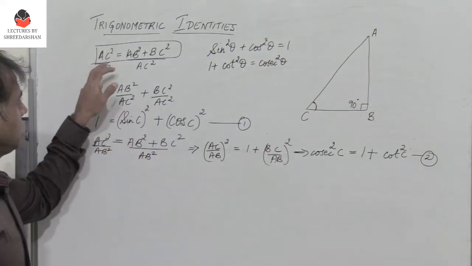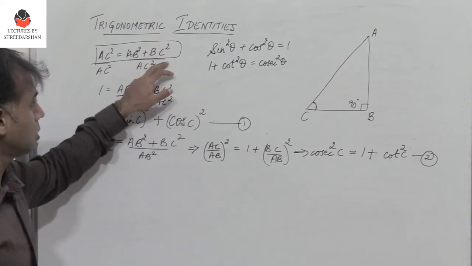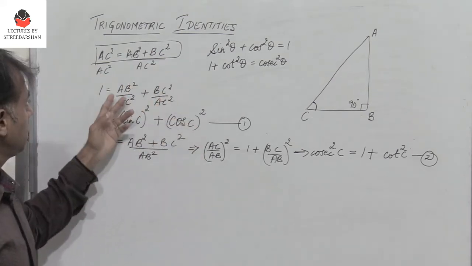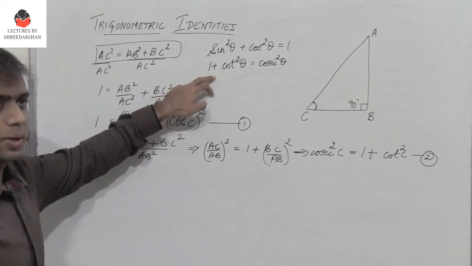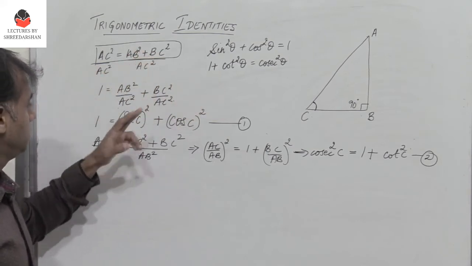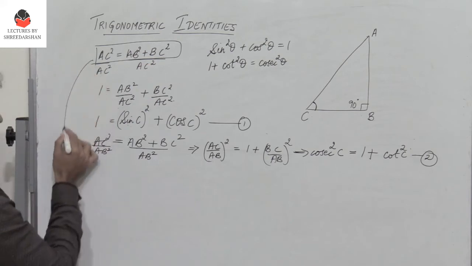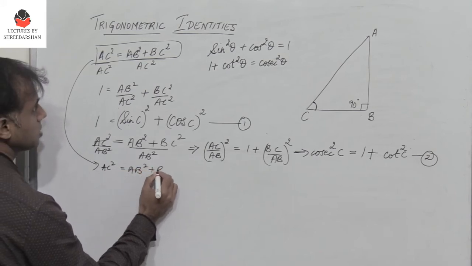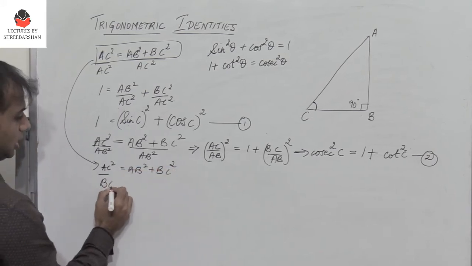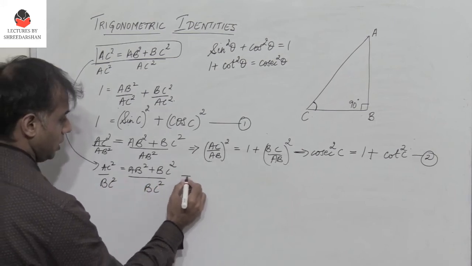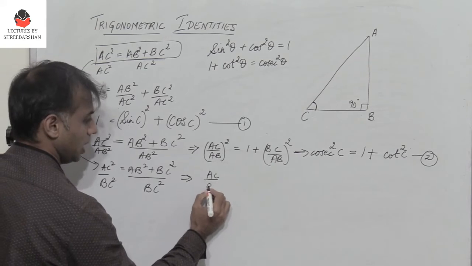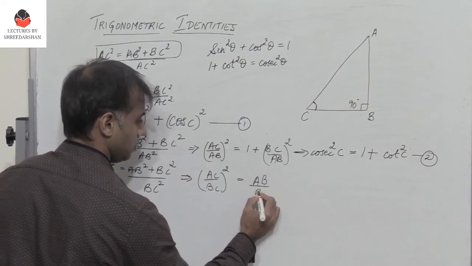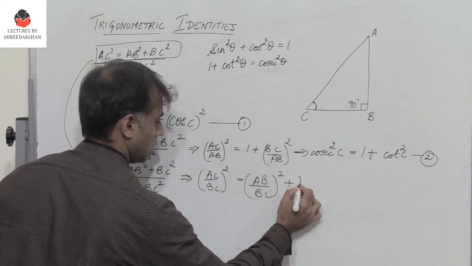Remember, we have just taken this expression according to Pythagoras theorem. First we divided by the hypotenuse and got the first expression. Next I divided by AB square and got this expression. Now I have to divide it by BC square. So the same expression, AC square equals AB square plus BC square. Now I divide the LHS and RHS by BC square. So what do I get? I get AC by BC the whole square equals AB by BC the whole square plus 1.